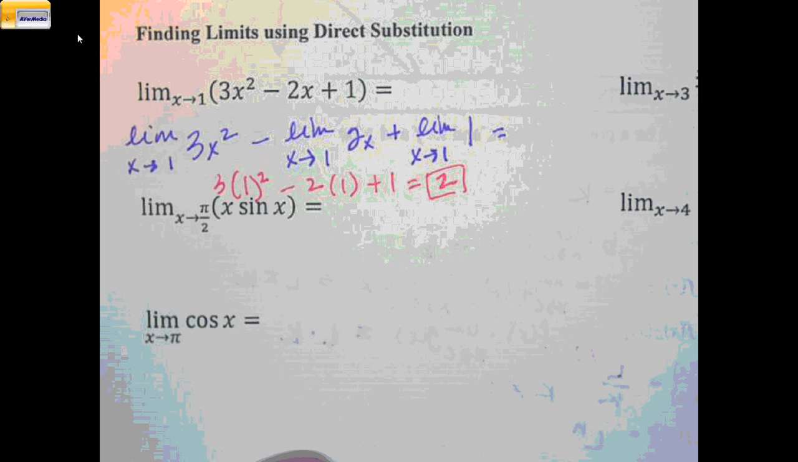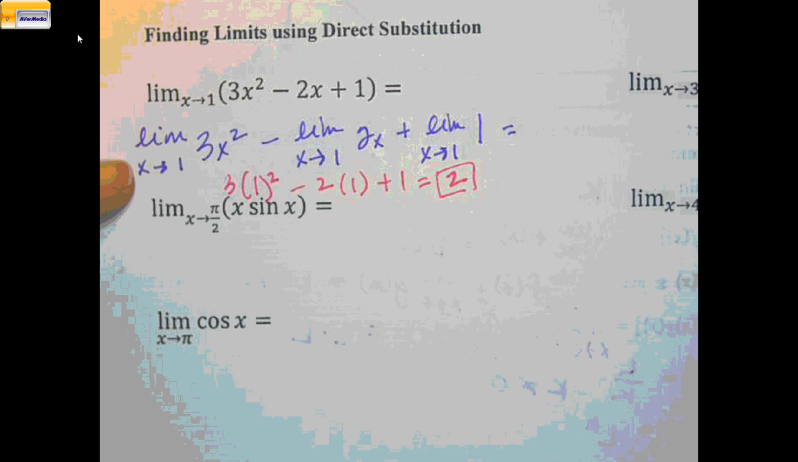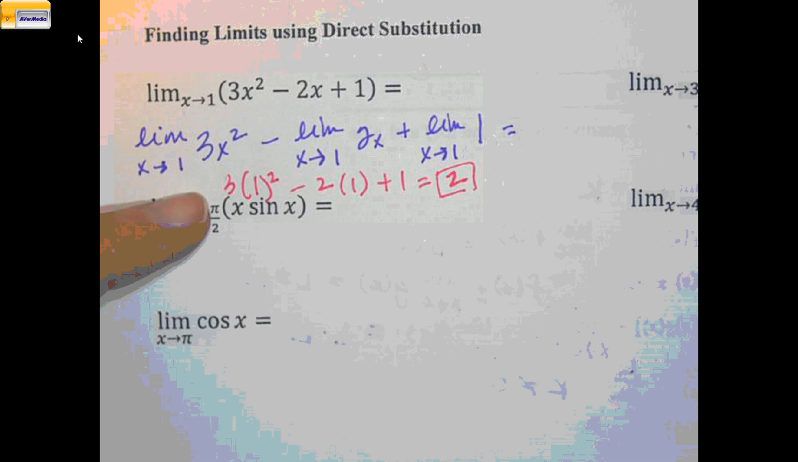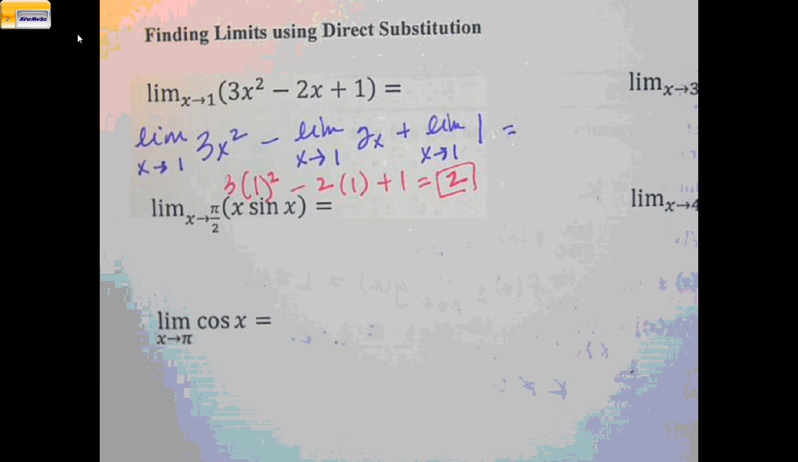The purple piece, I'm not going to make you write that. Just know that that's what's happening. The pink stuff, you do have to give me something. Show me that you plugged it in. I know you can do that in your head, but just show me that you plugged it in, okay? So the limit would be 2. Questions on that problem?